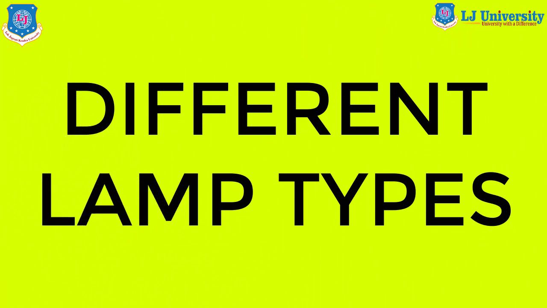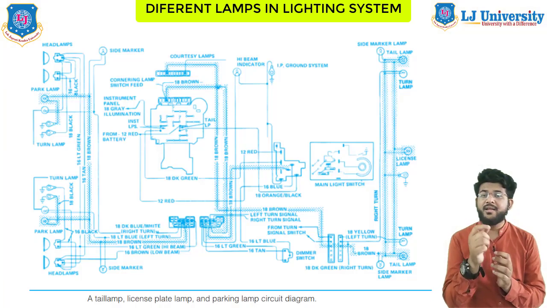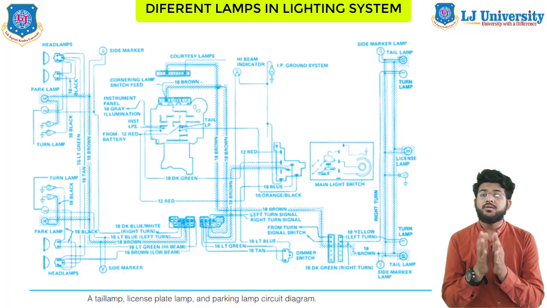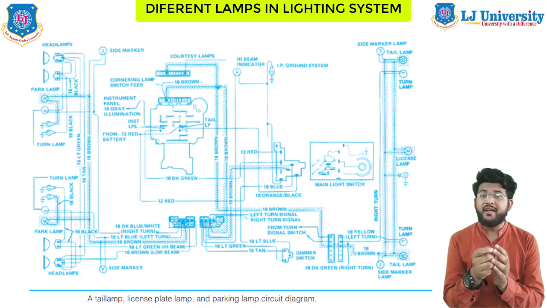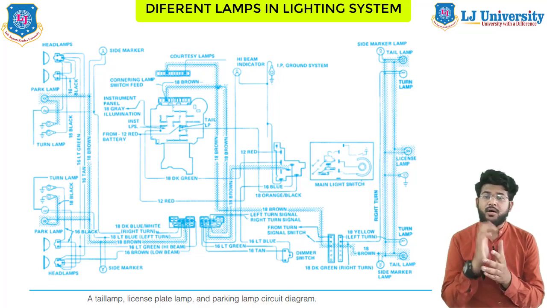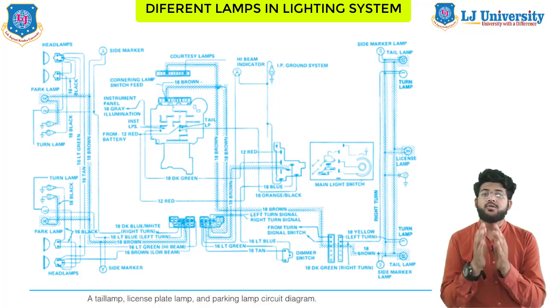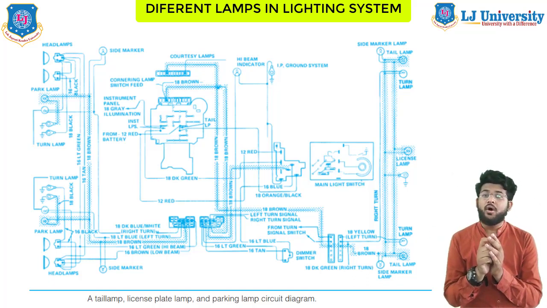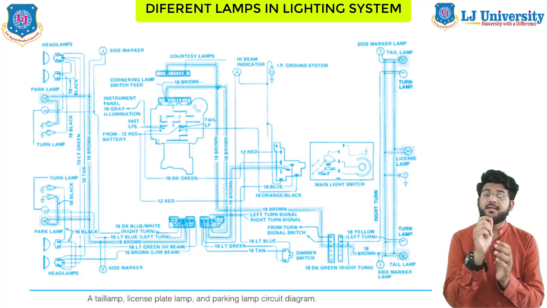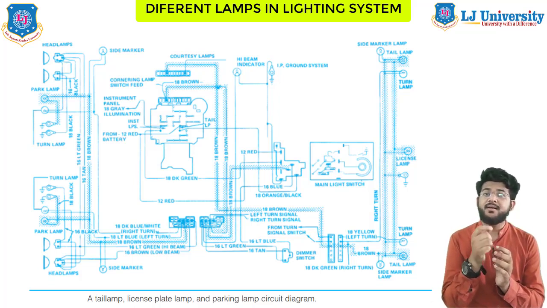So first is the tail lamp, license plate lamp and the parking lamp circuits. The tail lamp, license plate lamps and the parking lamps illuminate the car for other drivers to see. Now let's see its circuit diagram. These lamps usually share a single circuit because the laws of different countries require that they light at the same time.